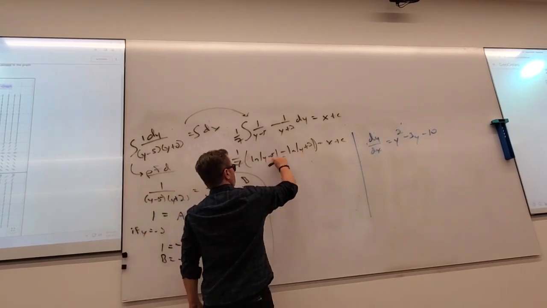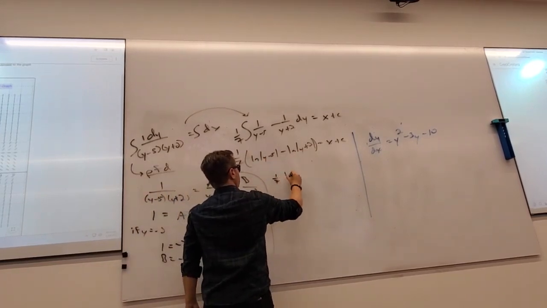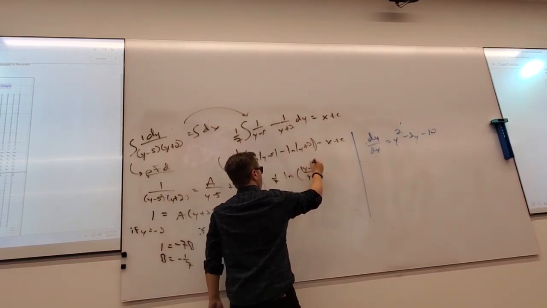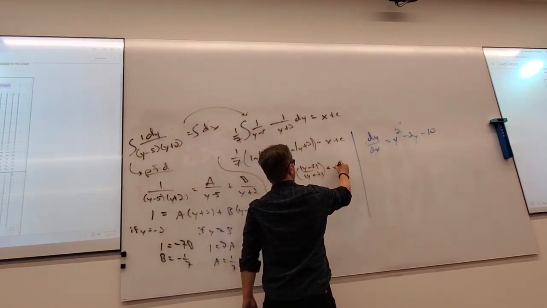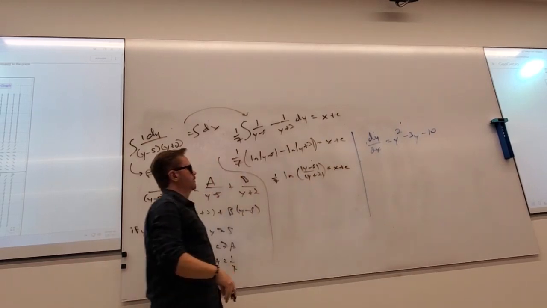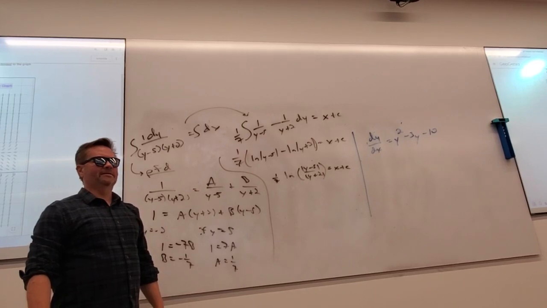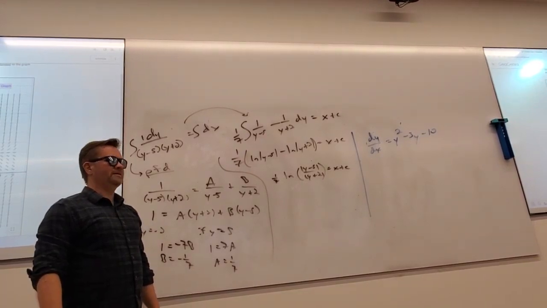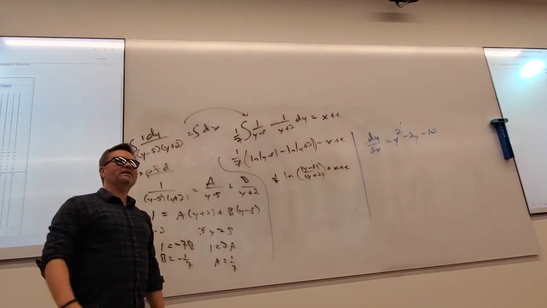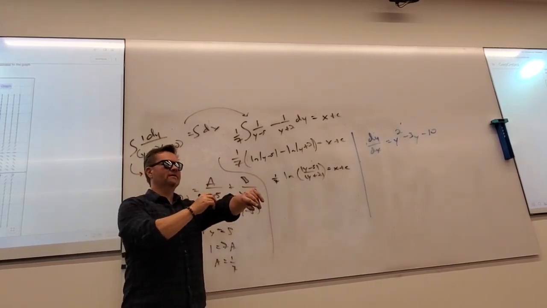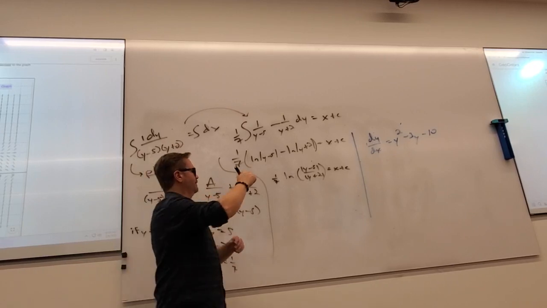What can I do in here? Yeah, so it'd be natural log of y minus 5 over y plus 2. Right? Can I solve this for y? I didn't say do you want to. I said can you? In theory.